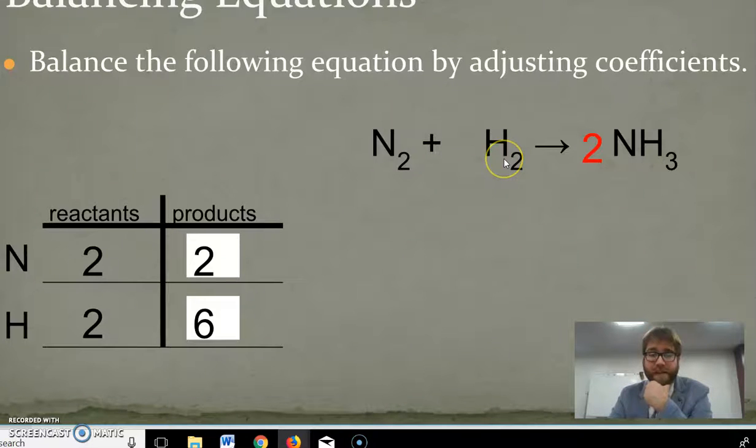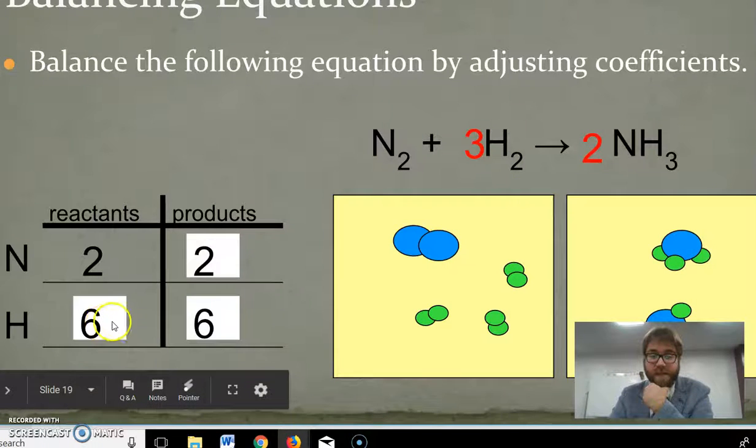So if we wanted to make the hydrogens equal, we're going to have to make 6 hydrogens appear on the reactant side. And remember, we can only change the coefficients. So if we put a 3 here, we get 3 times 2, and that puts 6 on this side. All right, let's do that one more time.